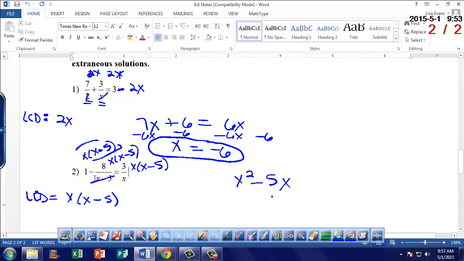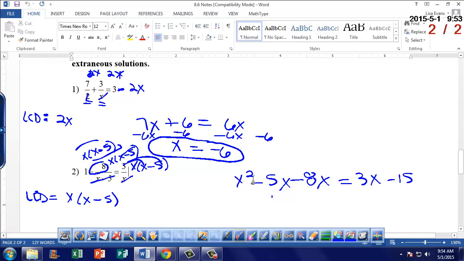This one we're going to cross off the x minus 5. Now be careful here. This is a negative 8. Negative 8 times x is negative 8x. Always watch your signs. This one, the x's cancel, so I'm going to go ahead and distribute the 3. 3 times x is 3x. 3 times negative 5 is negative 15.